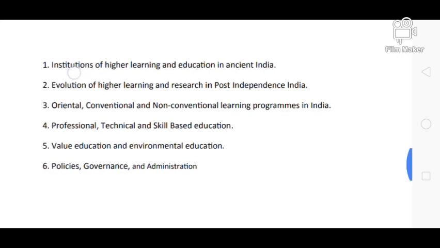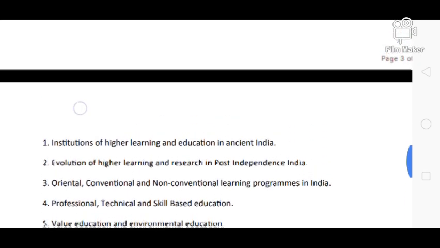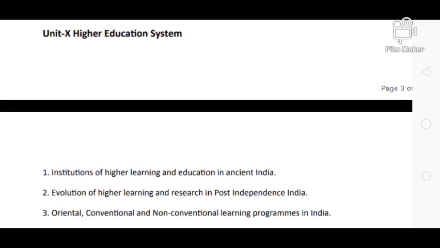Last point, we have policies, governance and administration. Okay, friends, we have to study about the policies, governance and administration of India. Okay, friends, these are the syllabus of Unit 10, Higher Education System of India.